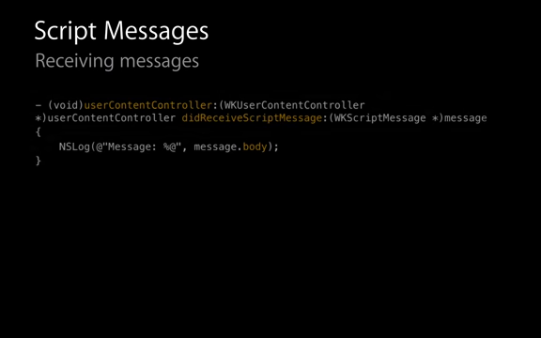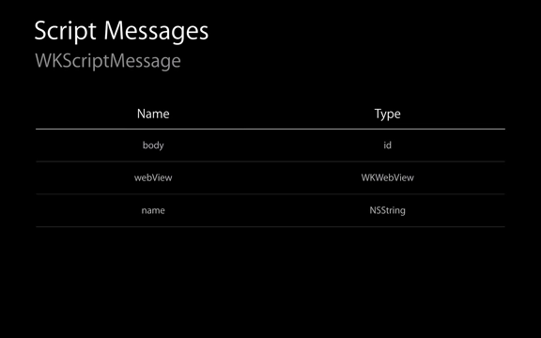So on the receiving side, WebKit will call didReceiveScriptMessage on the correct user script message handler, and the body property of the WKScriptMessage object that is passed along here will have your message automatically converted. There are also some other properties on WKScriptMessage. You can find out which web page posted the message and the name that was used to post the message.